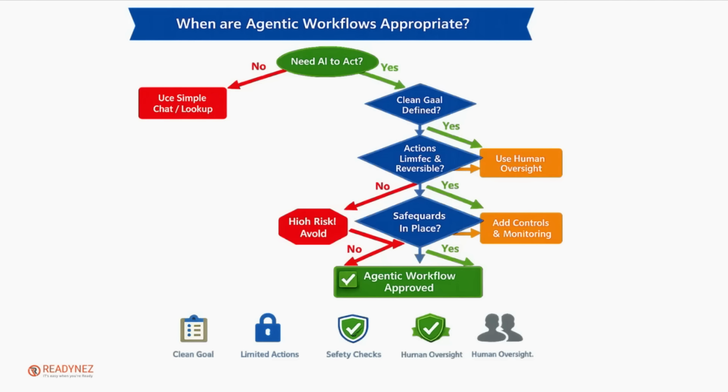So again, do I need AI? You don't always need AI. There's a lot of things where you can just create a simple chat app or a simple workflow to do your actions. Does it have a clearly defined goal? Yes or no? It should have gone off. No, go do something else. Are the actions limited? That should say limited and reversible. If they're not, do human oversight. Can I put safeguards in place? If not, add those controls and monitoring. This diagram went wrong. Just trying to put it here. So I'm going to move on.